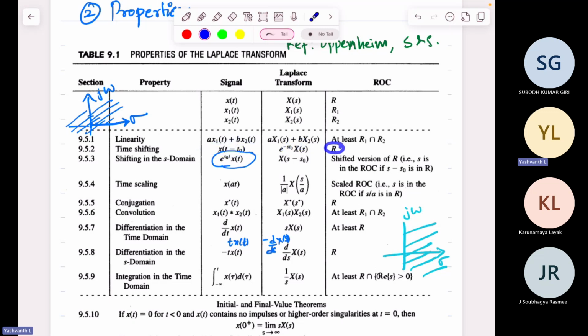But how will be the ROC? The ROC will not change. That is, the ROC of the Laplace transform of x of t will be the same as the ROC of the Laplace transform of x of t minus t naught.